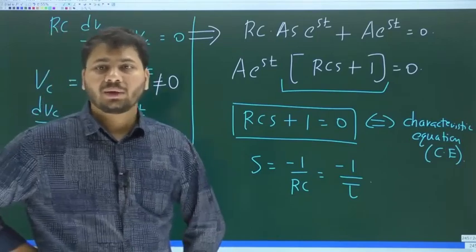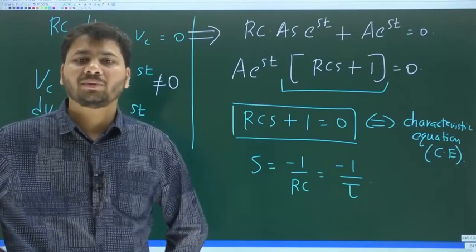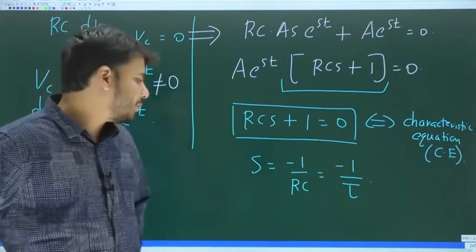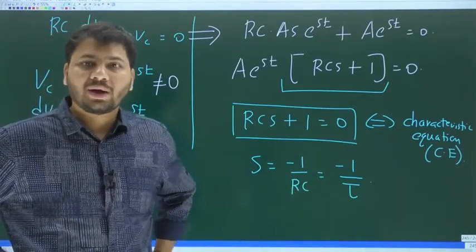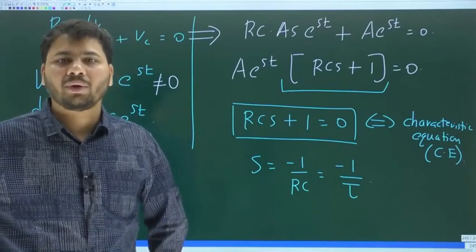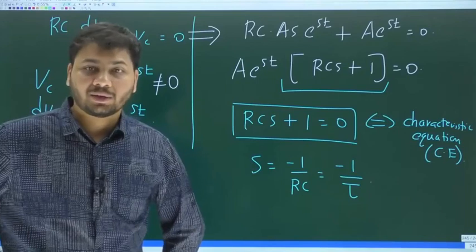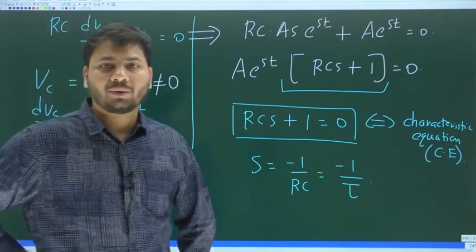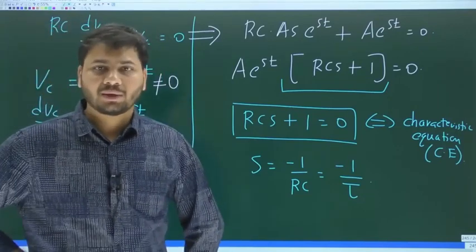But the poles will decide the transient response, because what is the nature of the transient response? A times e power st. This is for a first order circuit, and only if the pole is negative real, that transient response will become A into e power minus t by tau, and then it becomes a decaying exponential. You understood? So poles of any circuit will decide the transient or the natural response of that circuit.